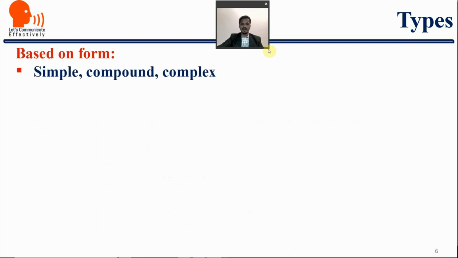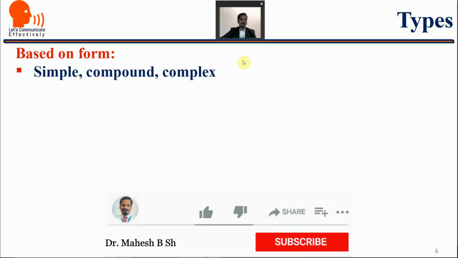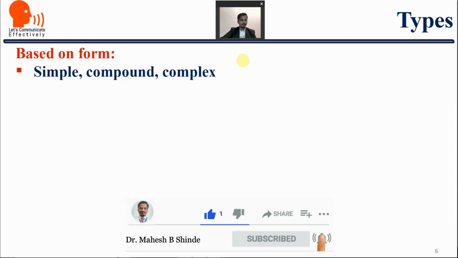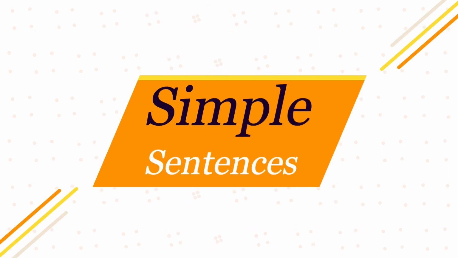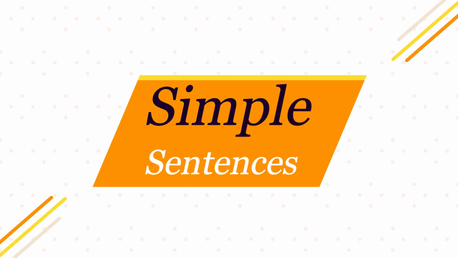Let's move ahead. Now based on form, the sentences are divided into three types: simple, compound and complex, and we are going to focus more on this particular category and know what the compound sentences are, what the complex sentences are and how to create those so that we use our English effectively, make it comparatively complex so that we make a very good impression on either the listeners or the readers. Let's move ahead and let us know about simple, compound and complex.